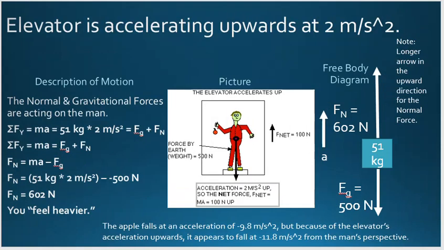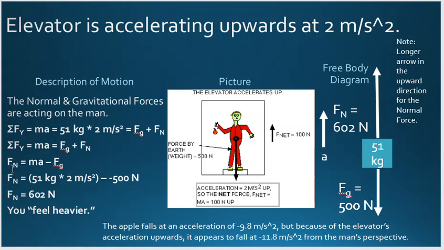Okay, so now we're going to accelerate this elevator upwards. So the acceleration is going to be 2 meters per second squared. It's going in the upward direction, so the acceleration is going to be positive. And for force, we're going to write sigma Fy, the forces in the vertical direction, equals ma. 51 kilograms times 2 meters per second squared is going to equal Fg plus Fn. That is our summation of forces statement. Summation of the forces equals ma equals Fg plus Fn.